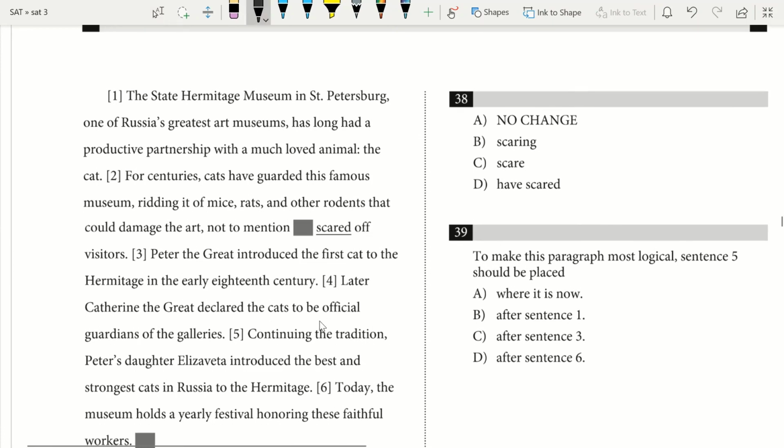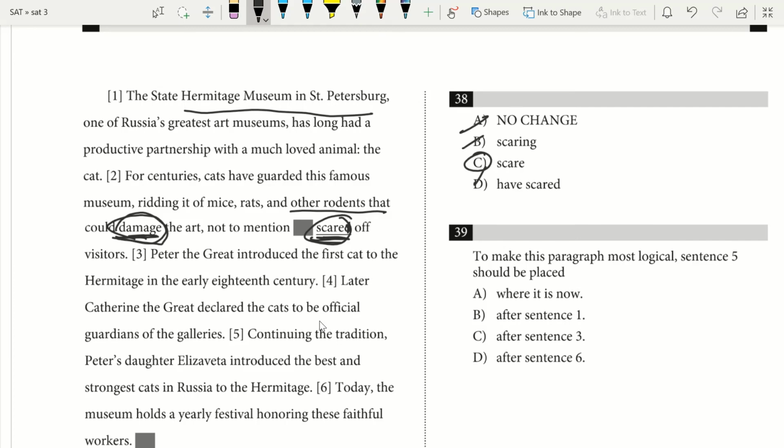Alright. The State Hermitage Museum in St. Petersburg, one of Russia's greatest art museums, has long had a productive partnership with a much-loved animal, the cat. For centuries, cats have guarded this famous museum, ridding it of mice, rats, and other rodents that could damage the art, not to mention scare off visitors. And we know that this is scare off because they have guarded this famous museum, ridding it of mice and other rodents that could damage the art. And we're using parallelism here to know that if we have damage the art, we also have to have scare off visitors, right? Other rodents that could damage the art, not to mention that they could scare off visitors. No D.